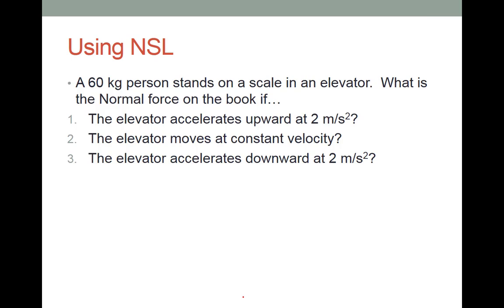Okay, so hold on a second. You see the word book. This is supposed to be person. I changed the slide a little bit and I screwed up. So what is the normal force on the person if the elevator is accelerating upward, the elevator moves at a constant velocity, or the elevator is accelerating downward?